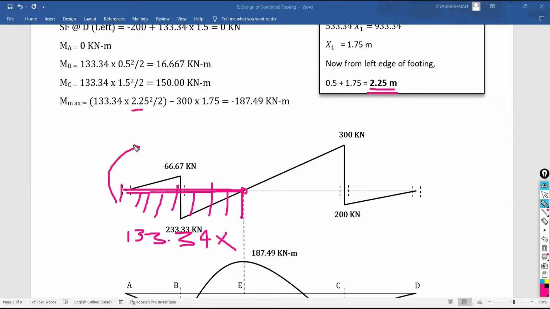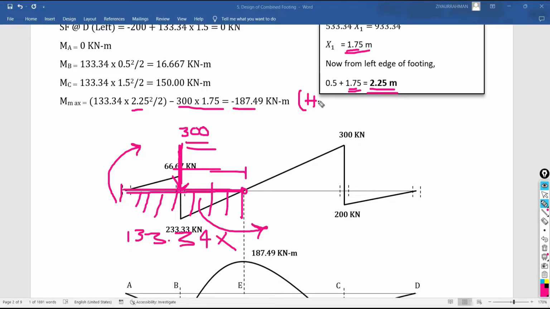This is clockwise. Now the downward force coming from your column is 300 kilonewton, so this 300 is anticlockwise. This 300 and this distance of 1.75, you have to subtract this value. So the resultant bending moment you are getting is negative, 187.49. It means that it is the hogging moment, and these two moments are your sagging moments. These two are positive moments, that's why I call them sagging moments, and this negative moment means that it is the hogging moment.